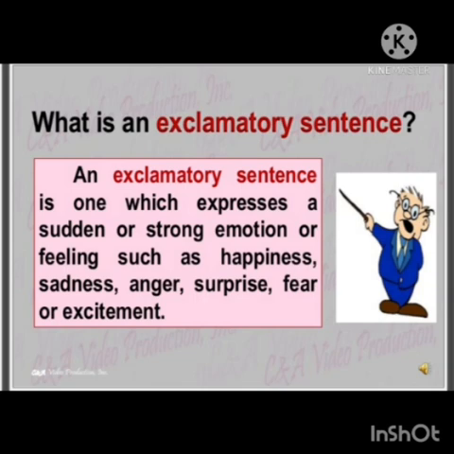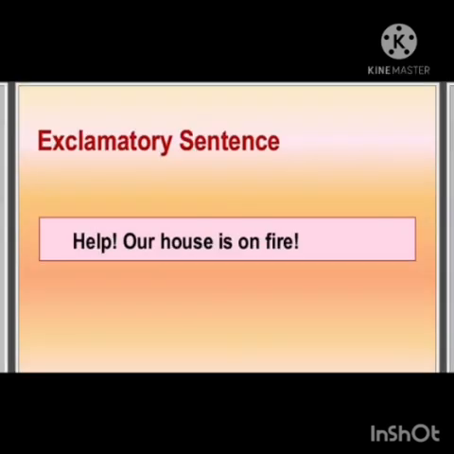Now our last kind is exclamatory sentence. Sentences that express sudden feelings or emotions of joy, anger, surprise, etc. are called exclamatory sentences. Now let's take an example. Help! Our house is on fire. So here we are expressing sudden feelings or emotions. That is why it's an exclamatory sentence.